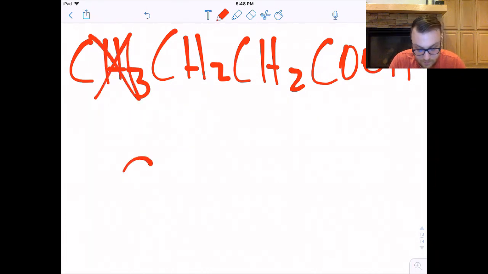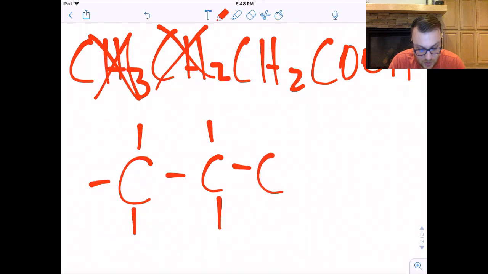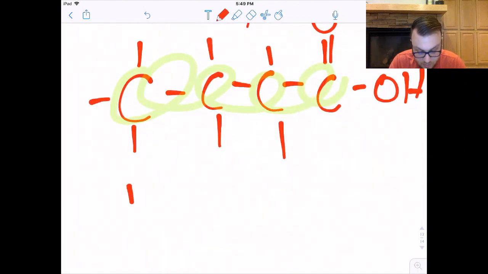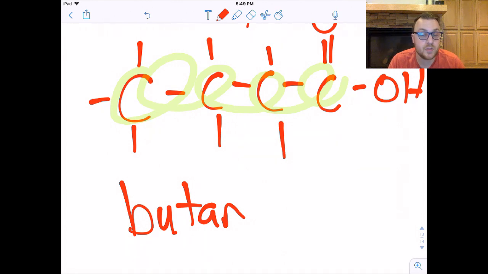CH3, CH2, CH2. Whoop, why did I draw a dot up there? C double bond O, OH. How many carbons? 1, 2, 3, 4. Normally you would say this is butane. Make that look like butane. Because 4 carbons is but, no pun intended with the but, it's not butane anymore, it's butanoic acid.